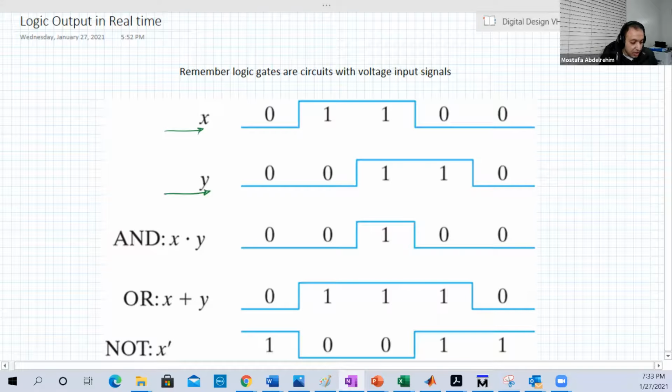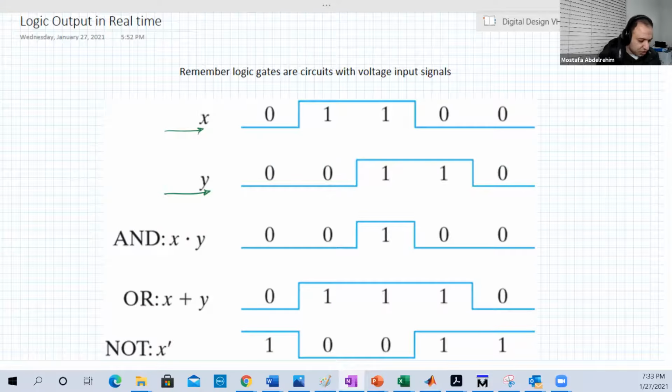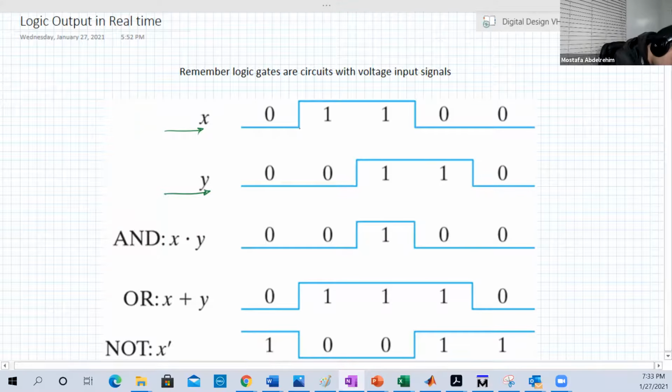So let's deal with a stream of input data. It's also easy, not hard at all. You just mark the transition points in which the input changes from high to low or from low to high, because we may have changes in the output at this point, and also a transition here, and finally a transition here.